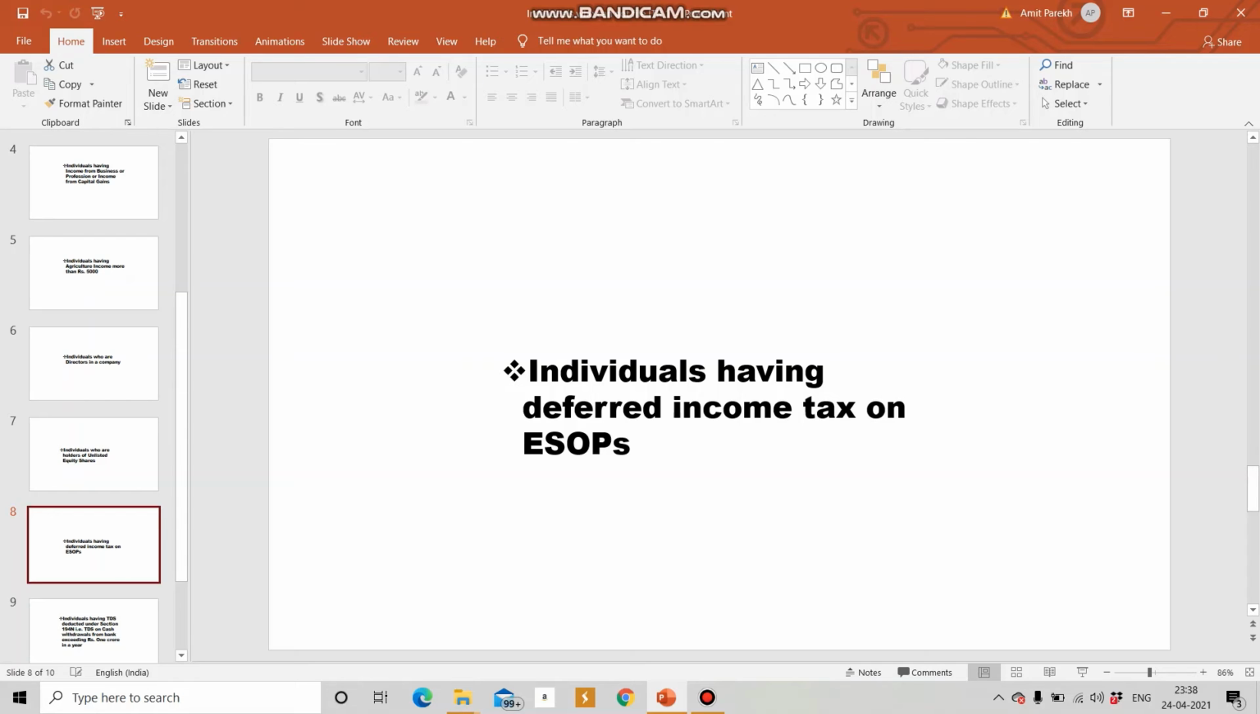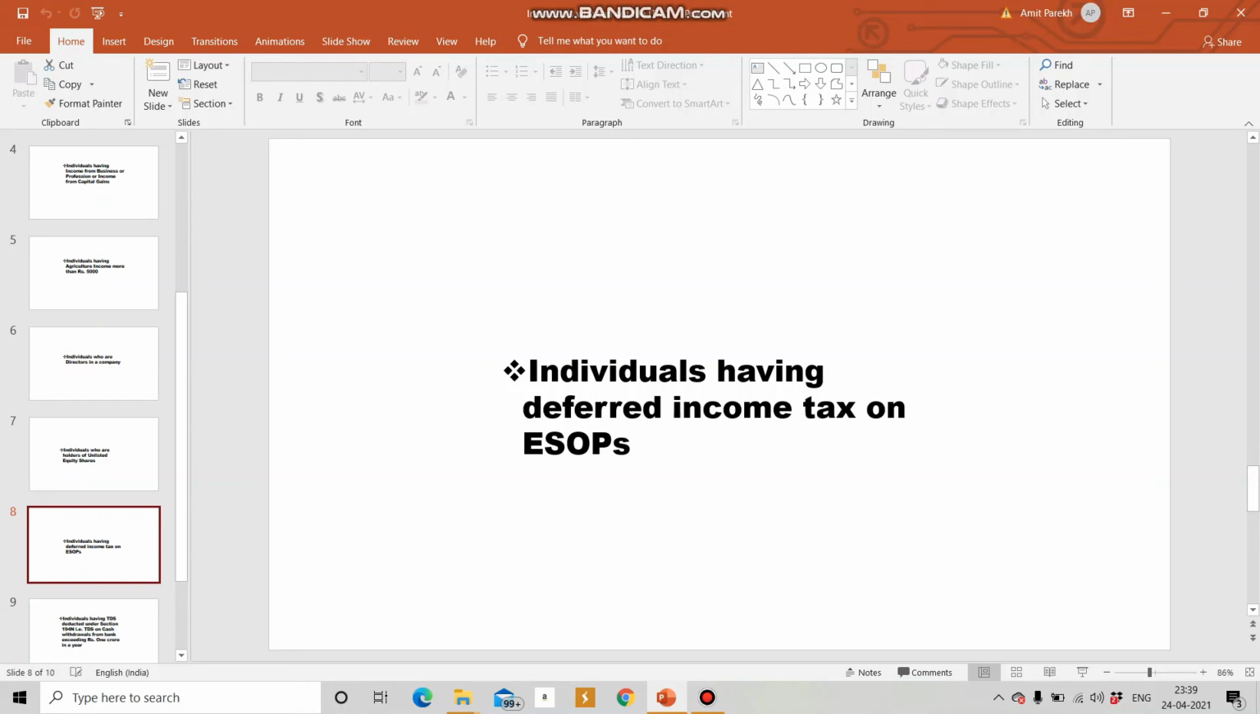Previously these ESOPs were taxable when the employee exercised his right to get the equity shares. Currently also it is taxable, but with this assessment year, they have given more time to pay tax. The reason being, when the employee gets the equity shares, he doesn't have liquidity to pay the tax. He cannot pay the tax because there is no money, only shares have come. So the government has given three conditions, the earliest of which he has to pay the tax.